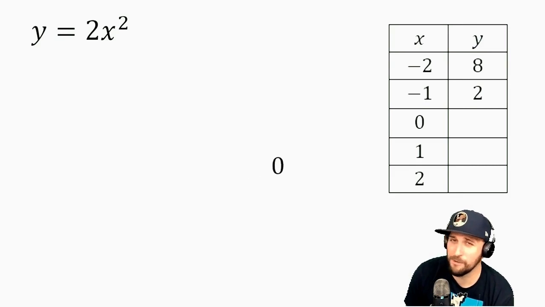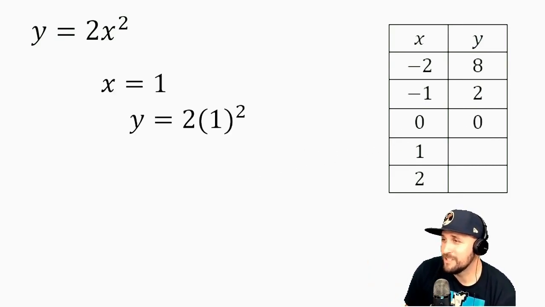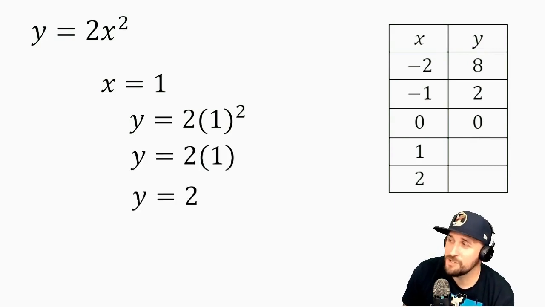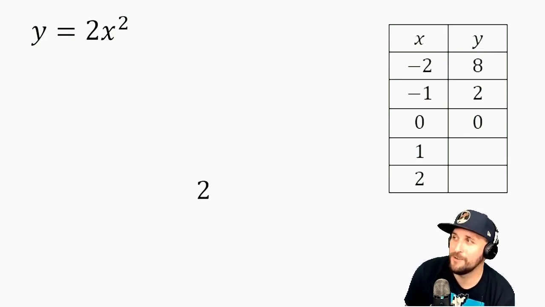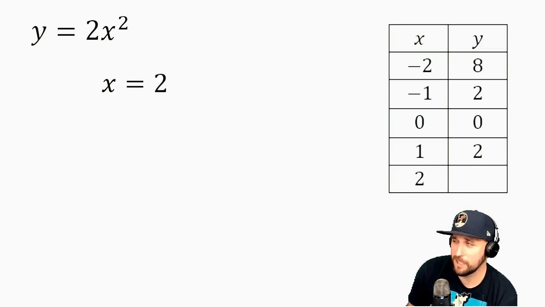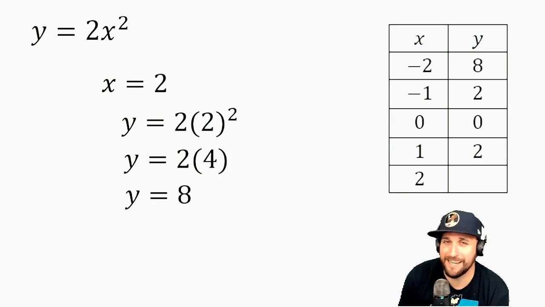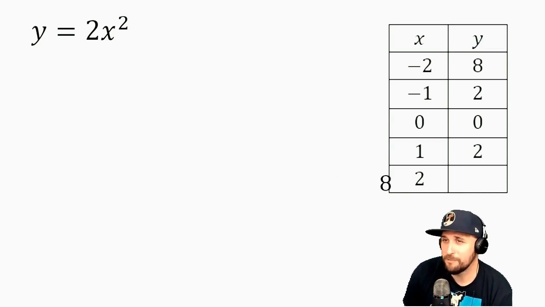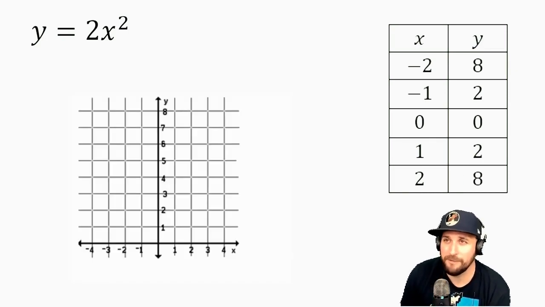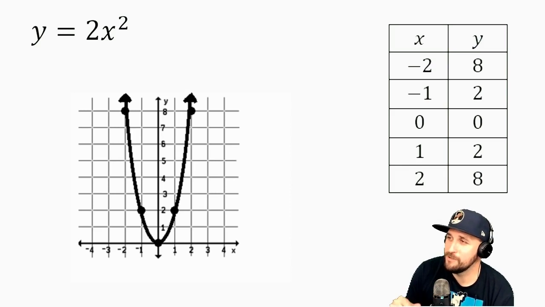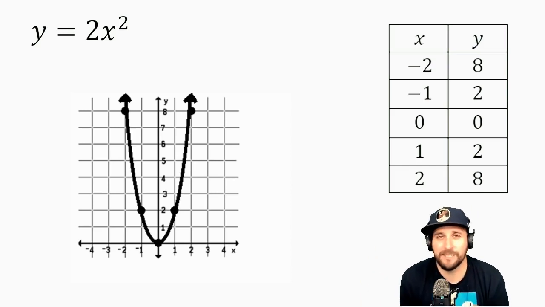So I get one at the origin, 0, comma 0. When I plug in a 1, 1 squared is 1. 2 times 1 is 2. I get out a 2. When I plug in a positive 2, 2 squared is 4. 4 times 2 is 8. I get out an 8. So I plot all these ordered pairs on my graph. Hopefully that worked. And connect them with a nice smooth curve. And look, it makes a parabola, which is what I wanted.